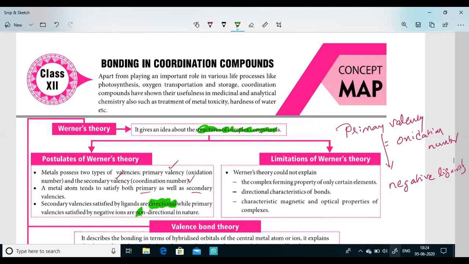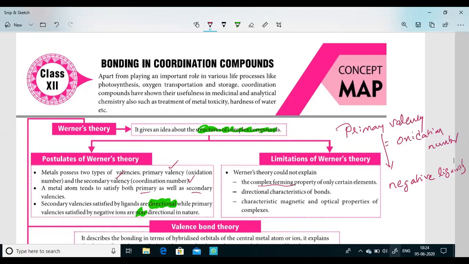Okay, fine. Next, what are the limitations of Werner's theory? It could not explain the complex forming property. Why do metal ions form complexes with ligands? It doesn't explain this phenomenon. It explains the complex forming properties of only certain elements, but not for all metal ions of the d block elements.